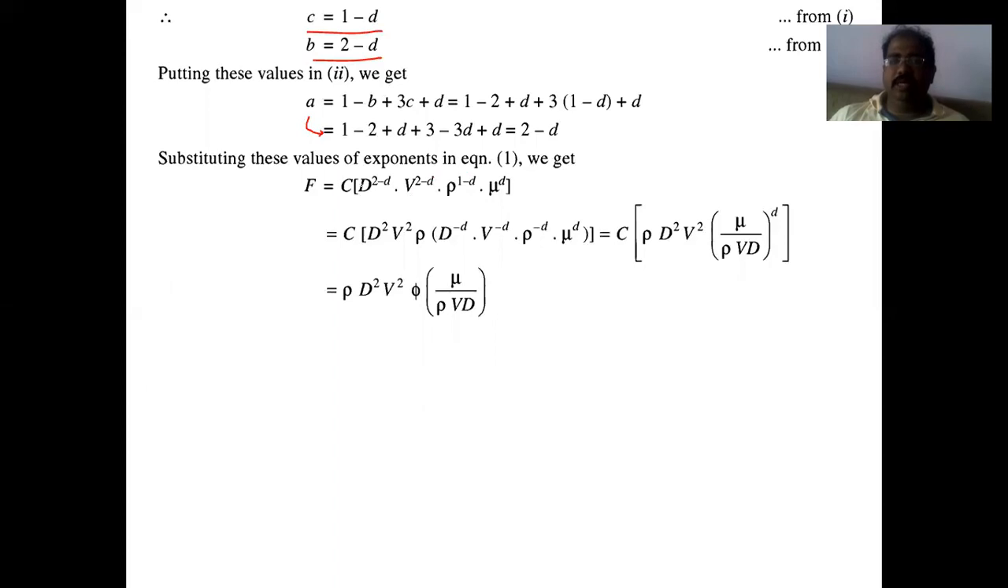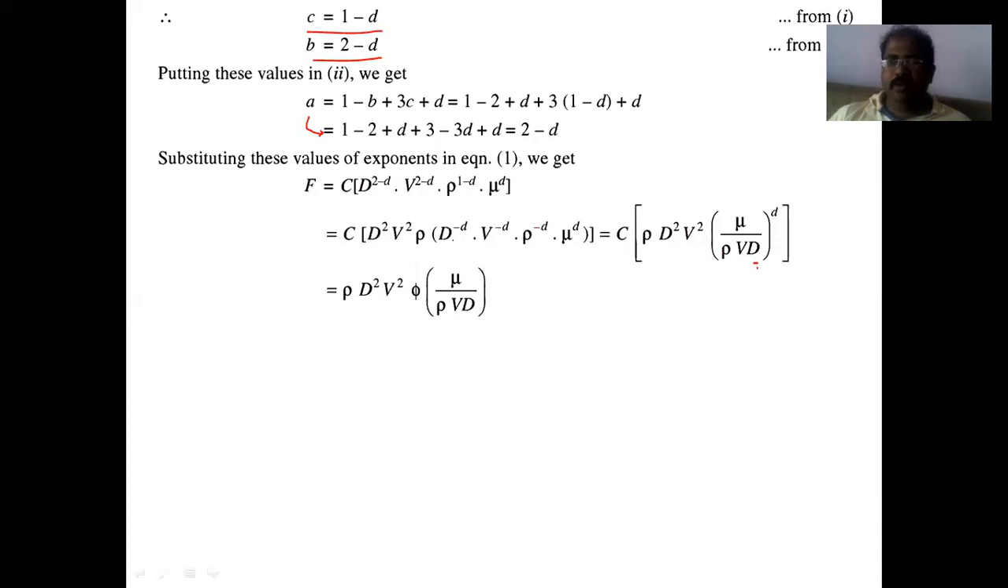Then the conclusion is f is a function of a constant C, D raised to power 2 minus D, V raised to power 2 minus D, rho raised to power 1 minus D, and mu raised to power D. That means we write d square upon d raised to power minus d, so d raised to power minus d goes to the denominator part.